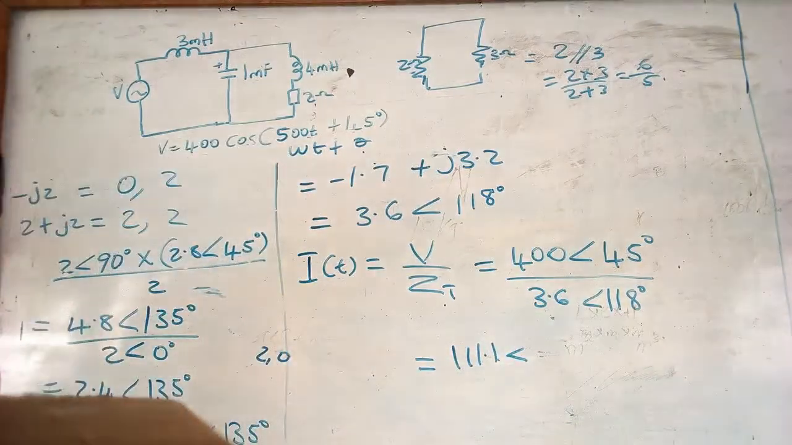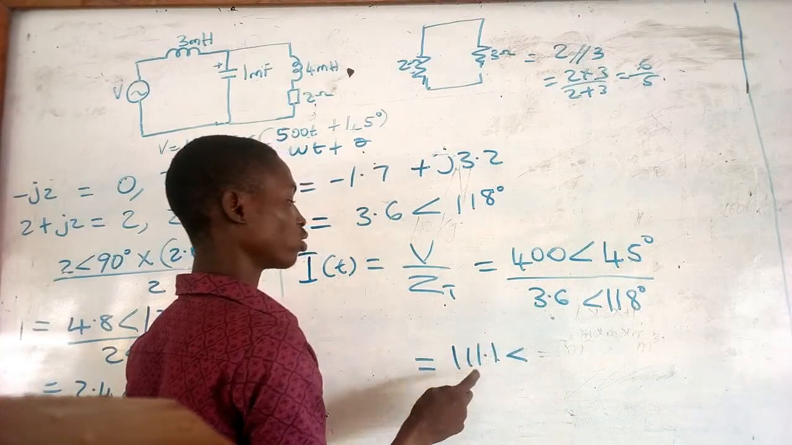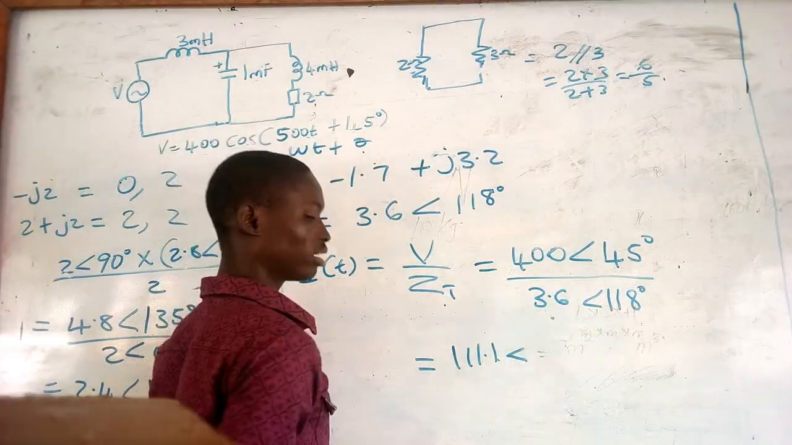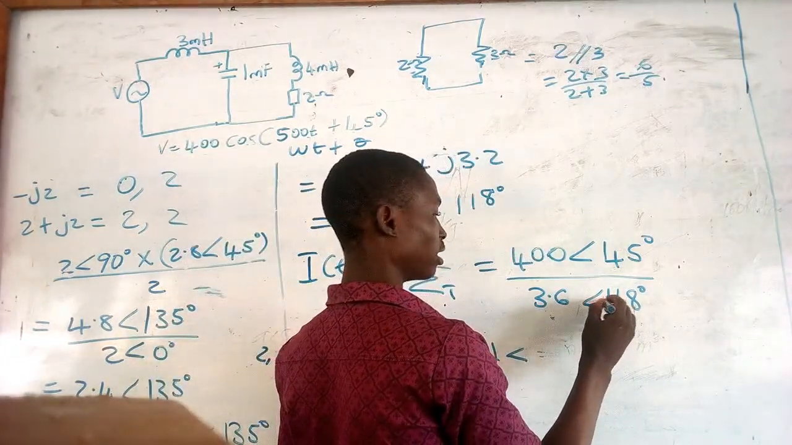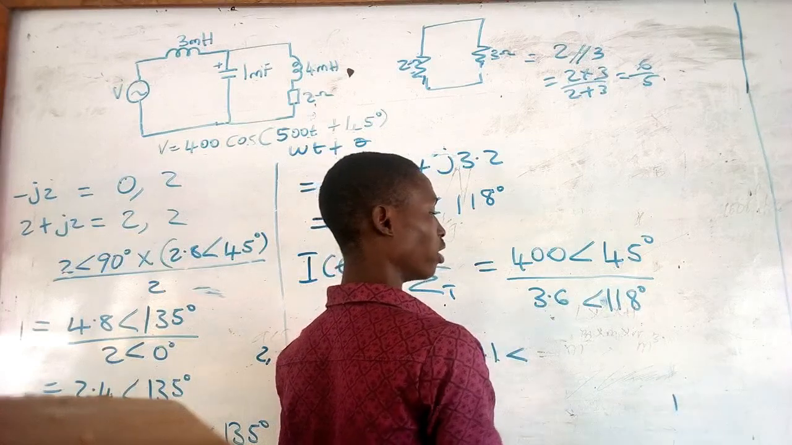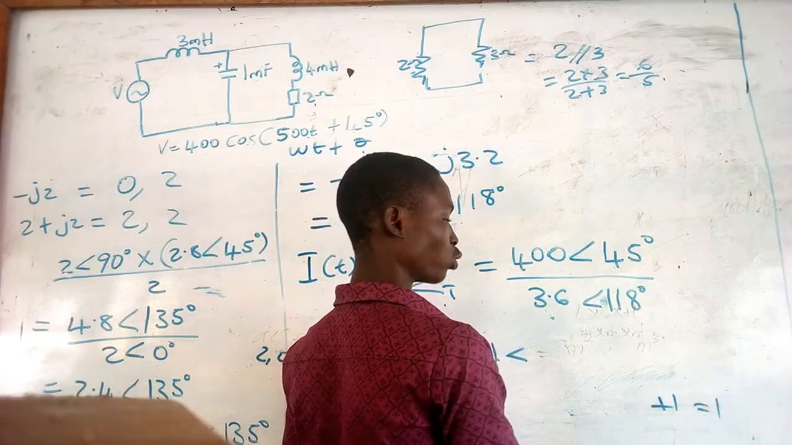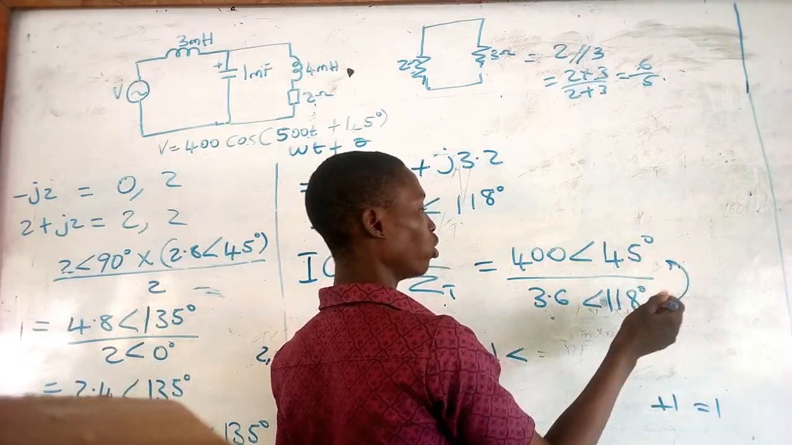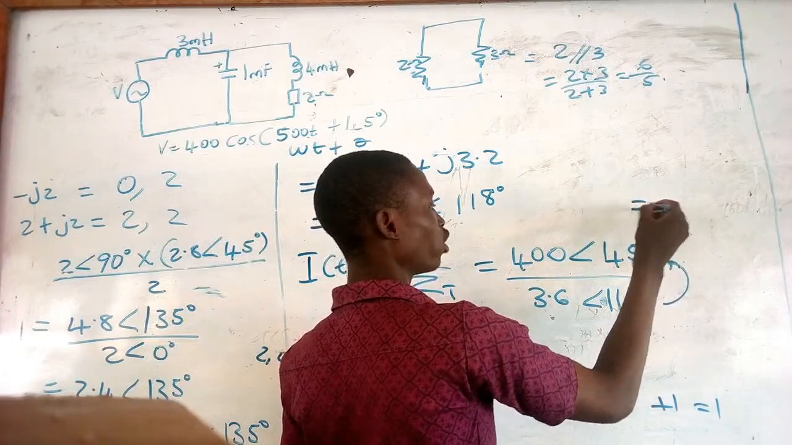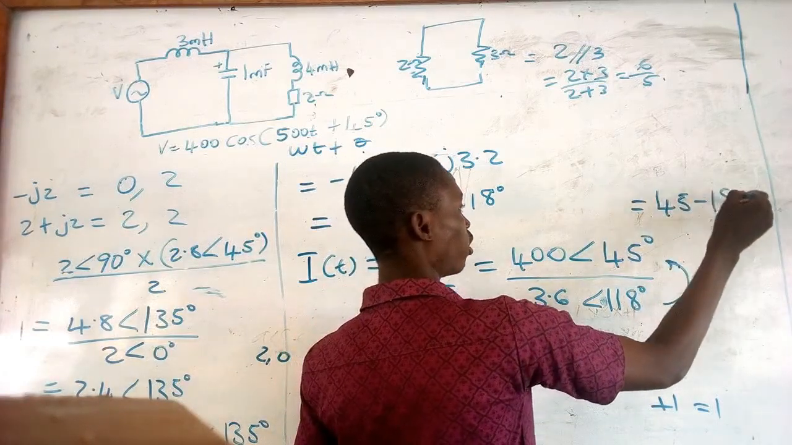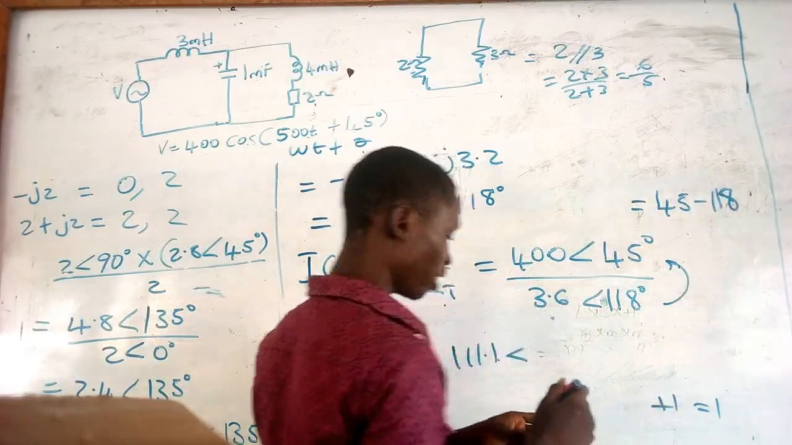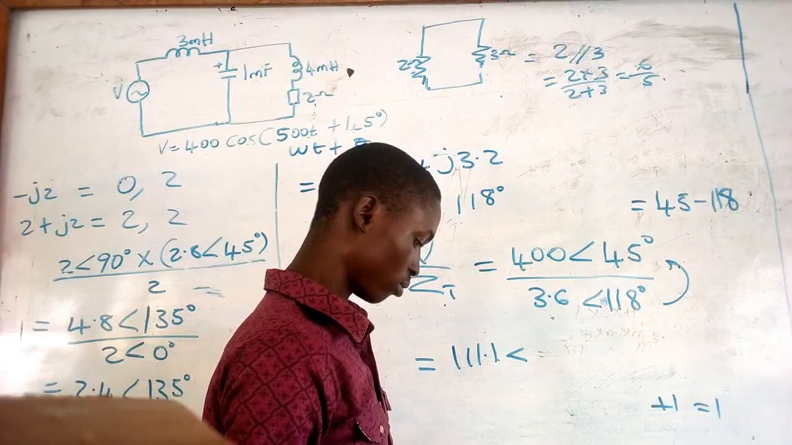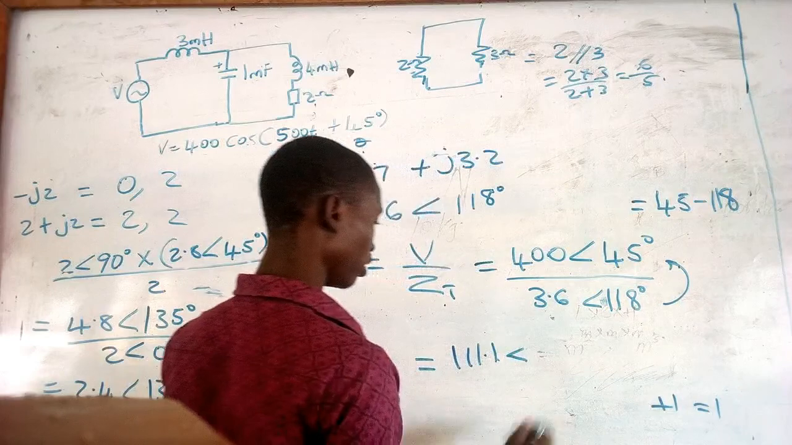Angle. Okay, so we're going to divide this together. So I have this 111.1 or 111 rather, and this is 118. This is having a positive sign, but this positive sign is not needed. Just like me saying 1. 1 is having a plus 1, just like plus 1. It's same as 1. So this 118, when it's going this way, it's going to become a negative sign, giving us something like 45 minus 118. So 45 minus 118 will give us what? Will give us minus 73 degree.